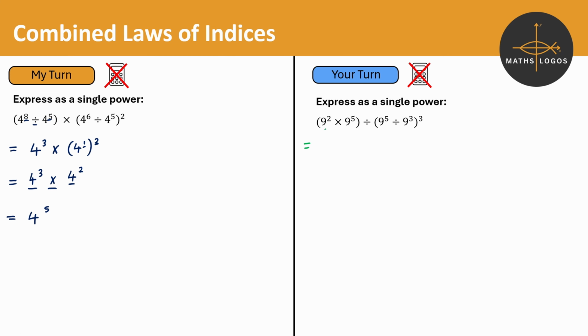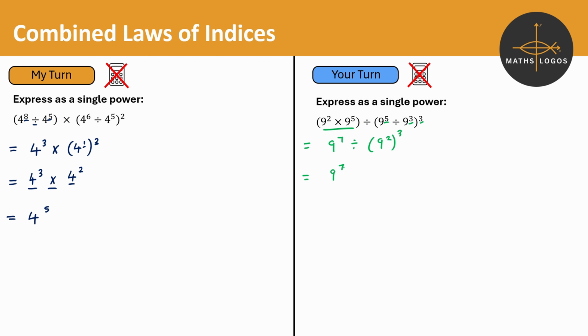Okay, so we'll tidy up our first bracket, add our indices to give us 9 to the power of 7. And then we'll tidy up our second bracket, so subtract our indices because we're dividing, and that would give us 9 squared. We have to remember that I am cubing the result of that. Deal with this part, the power upon a power, multiply your indices together.